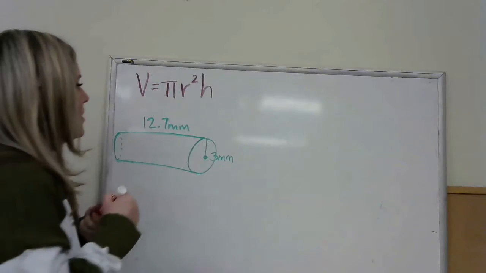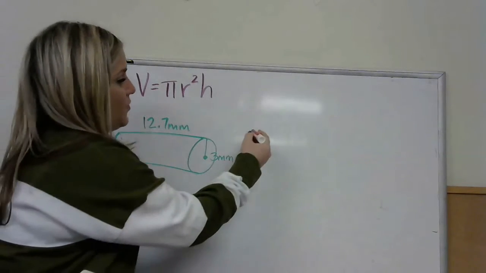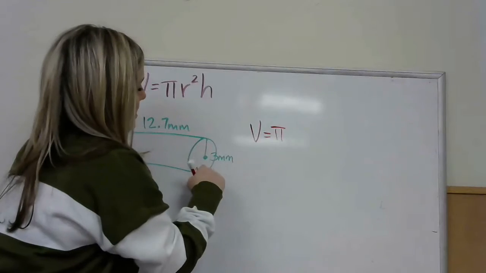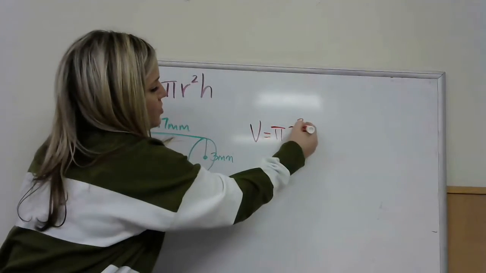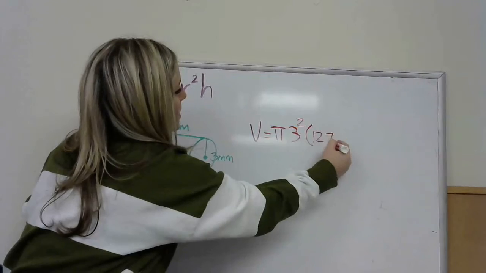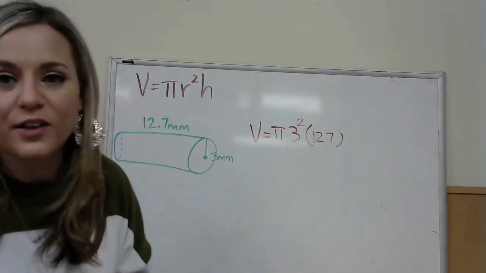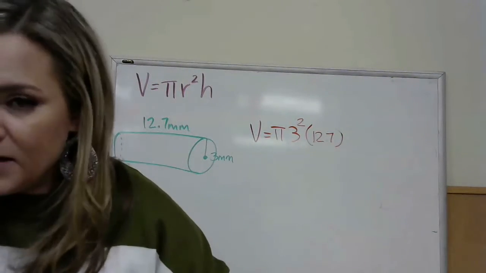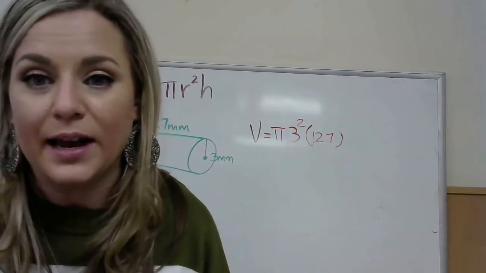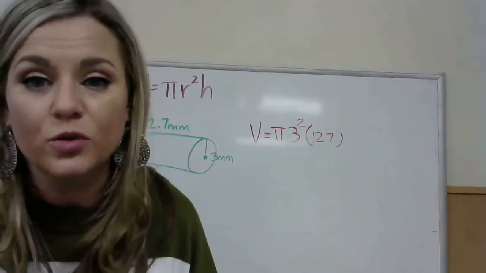All right, so all we're going to do is fill in this. Volume equals pi times the radius, which is 3 squared, times the height, which is 12.7. We have our calculator already floating. If you know 3 squared is 9, you don't need to write 3 squared in. It's fine. You can do what you want.